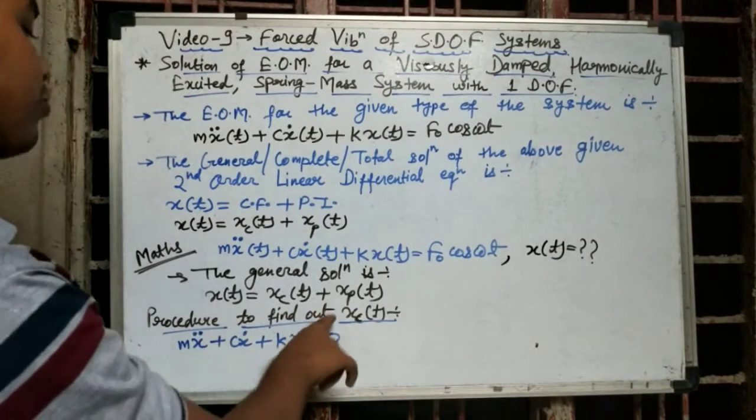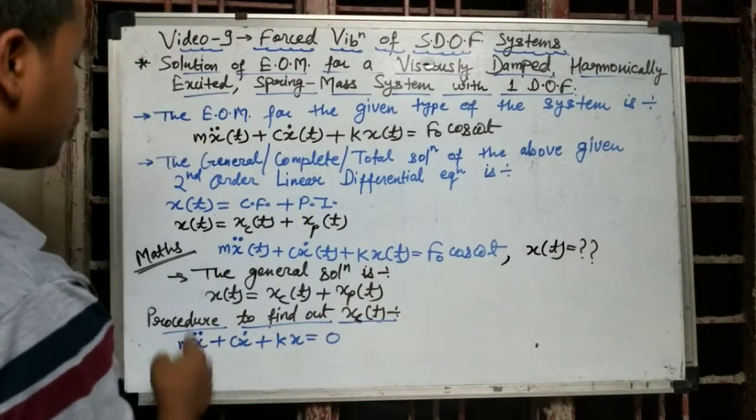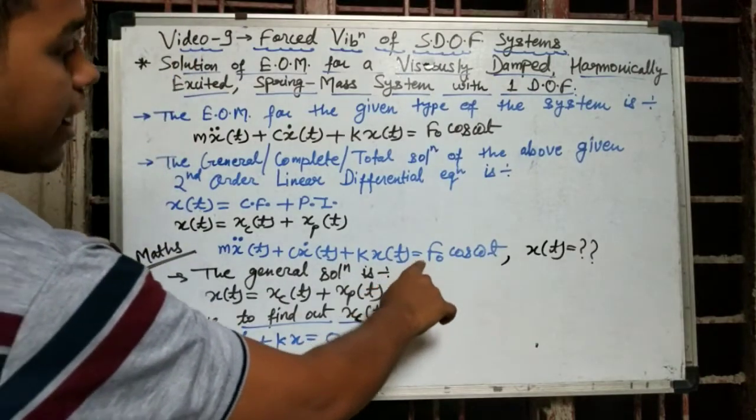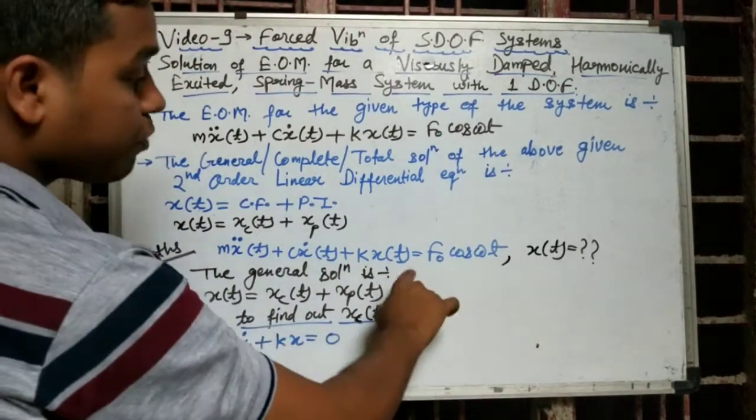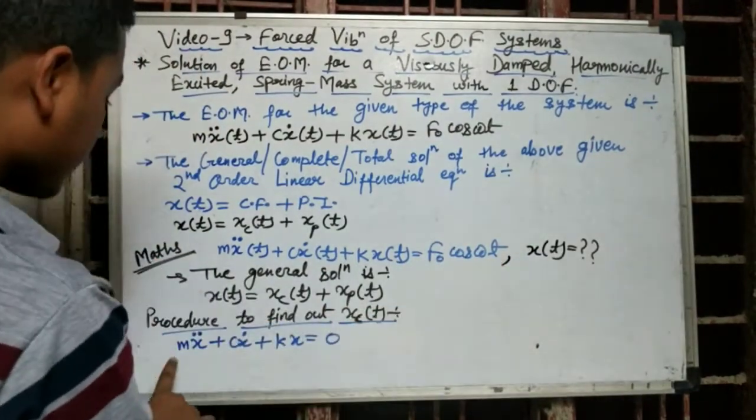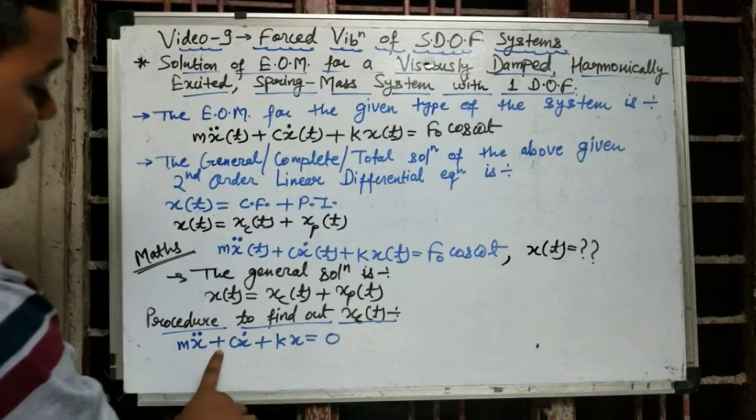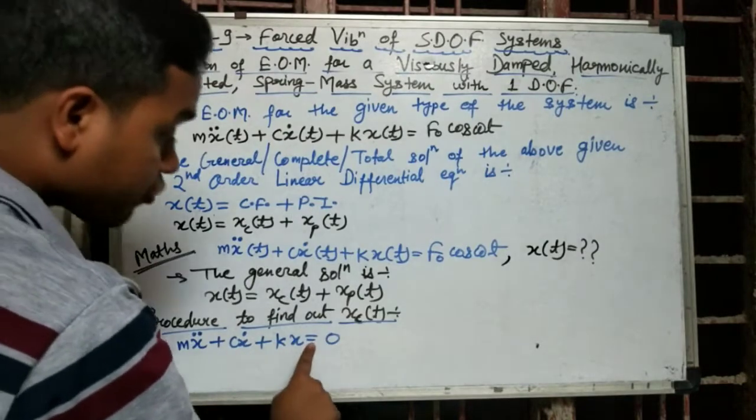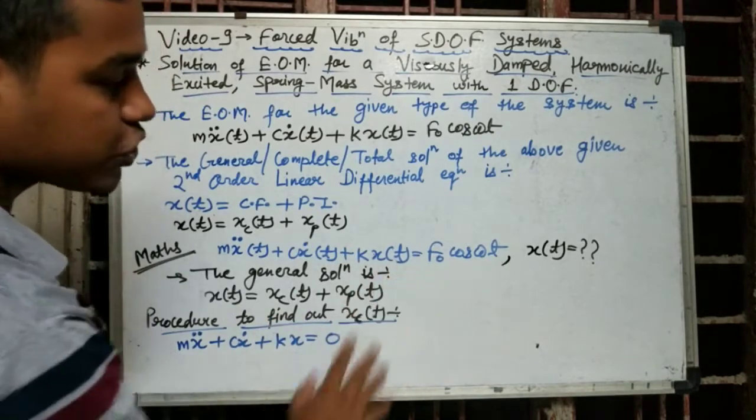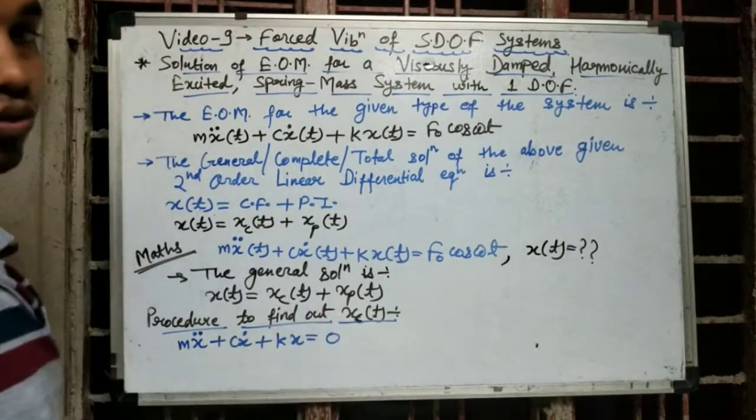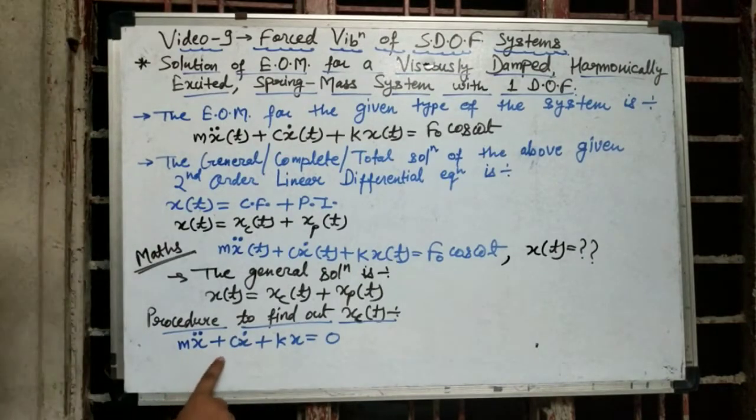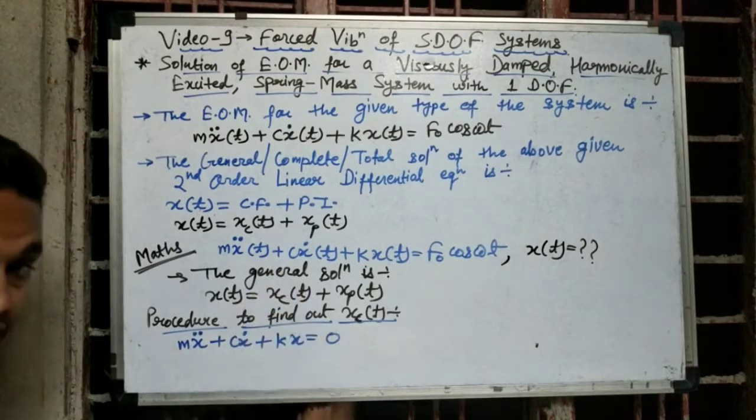Now in order to find the complementary function x_c(t), we should take the linear differential equation and that should be equal to 0. That should not be equal to any function as given to us, F naught cos omega t. So we'll take the second order linear differential equation m x double dot plus c x dot plus k x equals 0. To find x_c(t), it should not be equal to any function of time. It should be equal to 0.